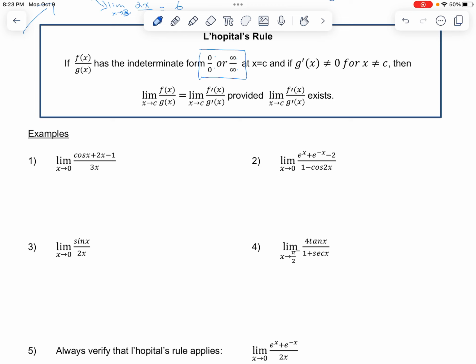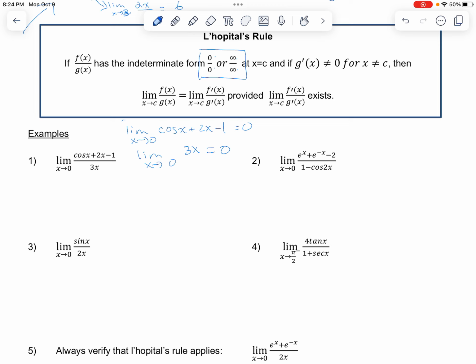So let's take a look at these problems here. So I'm going to check that I can use L'Hopital's rule first. And when you're using L'Hopital's rule, you need to check that the top and the bottom both give you 0 or infinity. So if I do just the top, if I plug in 0, cosine of 0 is 1 plus 0 minus 1. Sorry, this is 1 plus 0 minus 1. So that's going to give me 0. And then let's go ahead and check the bottom. So if I take the limit as x goes to 0, just the bottom piece, right? If I plug in 0, I do get 0.